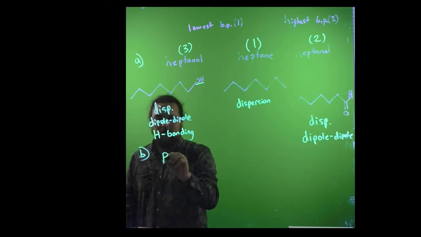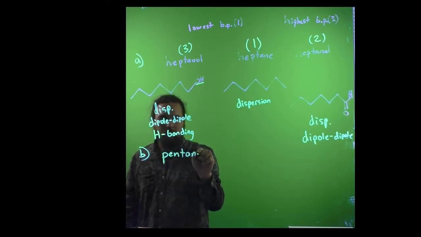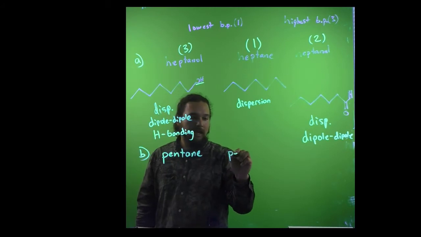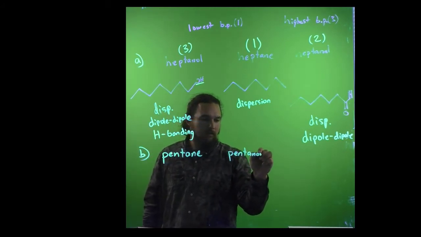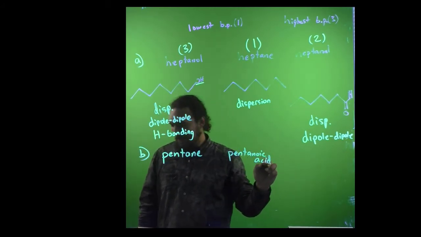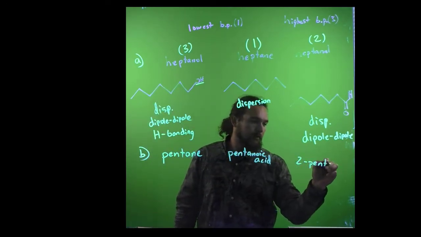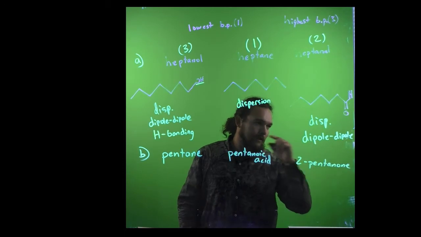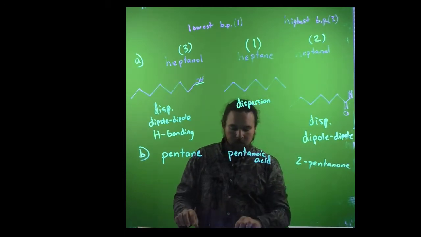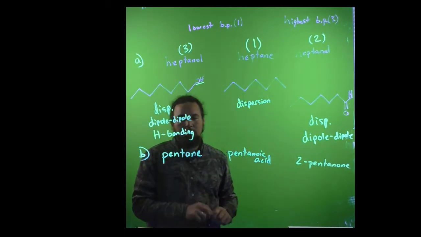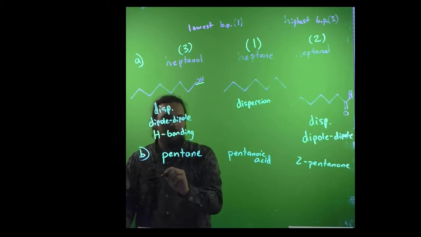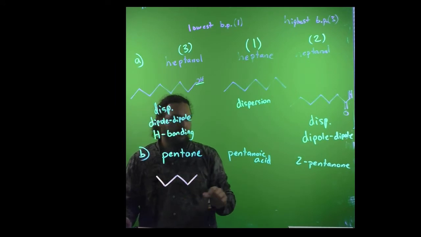This one had pentane, pentanoic acid, and 2-pentanone. So we'll get a little bit of practice in drawing these molecules, okay? So let's go ahead and draw pentane. It would just be a 5-carbon chain: 1, 2, 3, 4, 5.